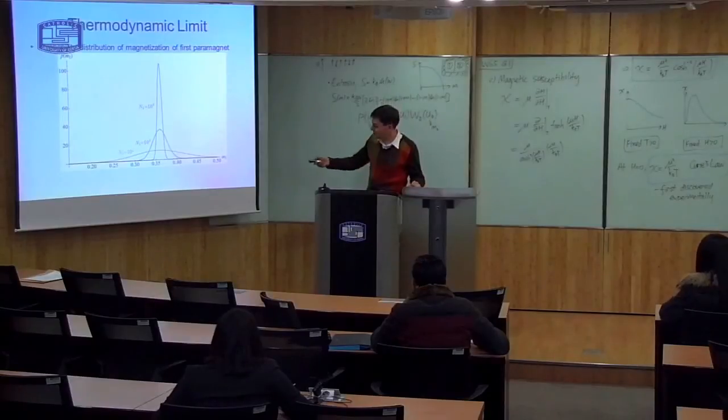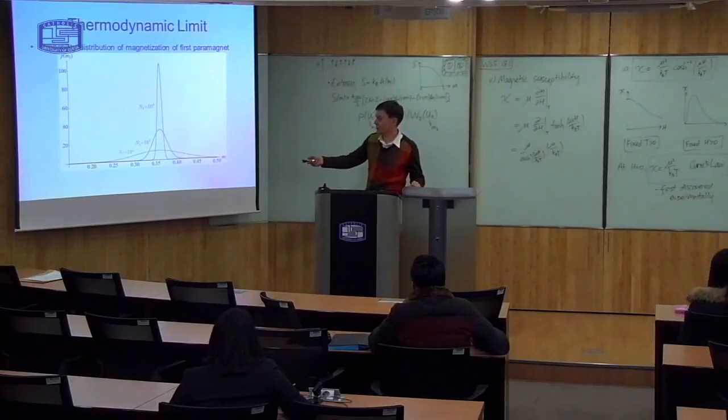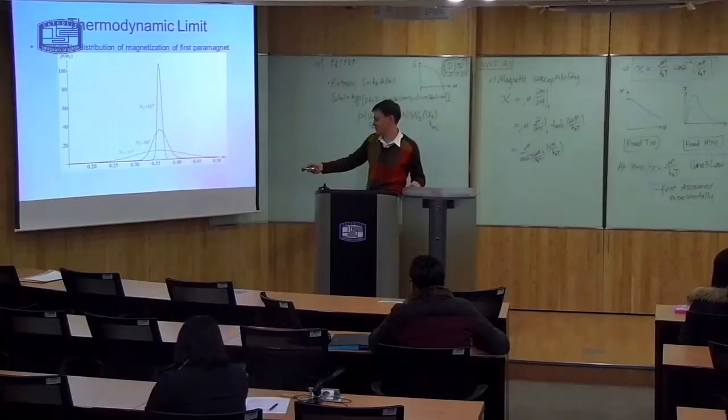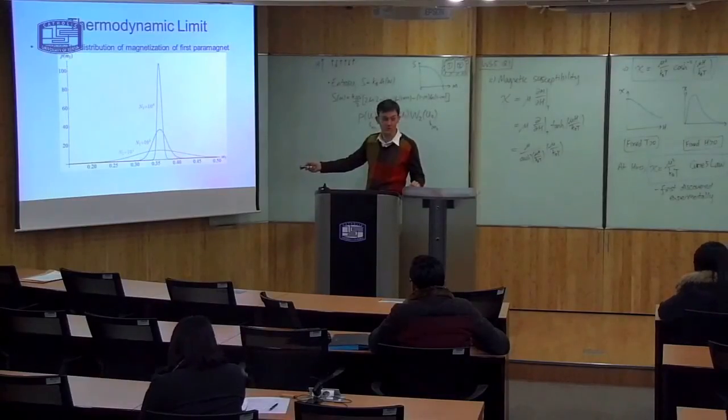In our case, we're at this case, right? N1 is 1,000. So that means we will have some width of possible values. We expect M to take values between about 0.32 and about 0.4. This range of values.